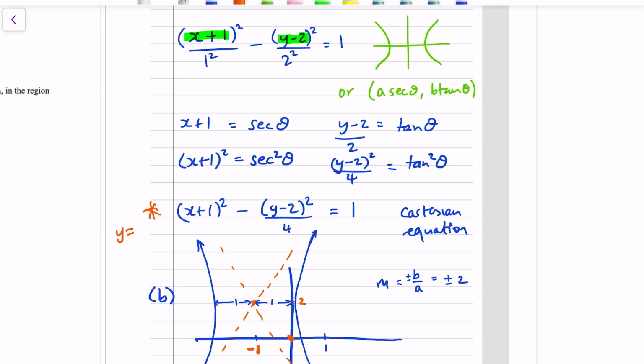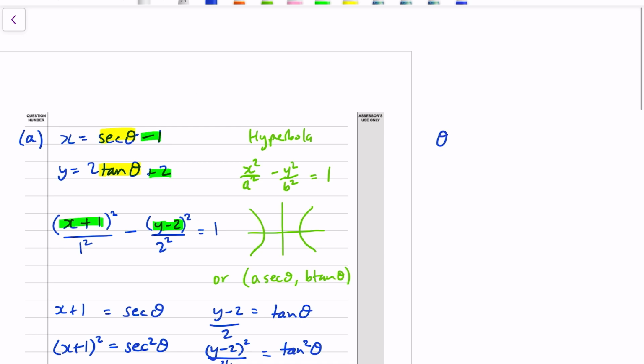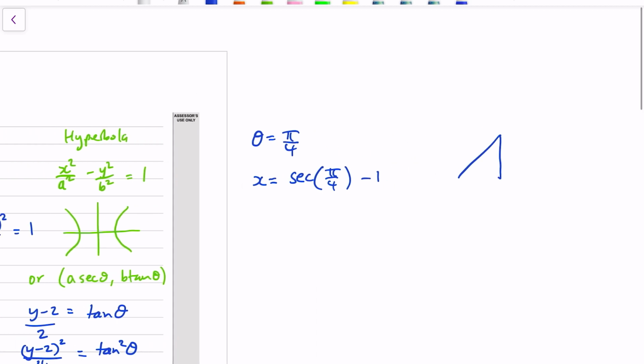Okay, now we're told that theta equals pi over 4, there's going to be a normal. So we first up need to find where is theta equals pi over 4. Let's go back to the original equation and substitute theta equals pi over 4 into this equation. So we've got x equals sec of pi over 4 minus 1. Let's draw a triangle with an angle of pi over 4, 1, 1, root 2. Sec is the reciprocal of cosine. Cosine is 1 over root 2.